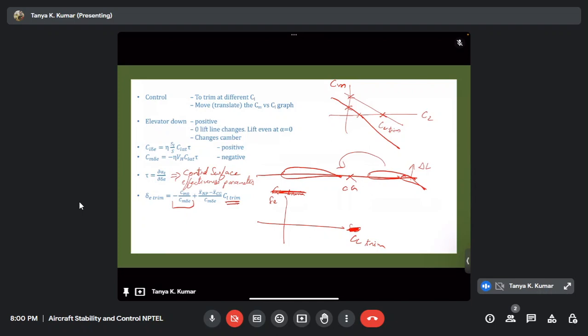This is positive, right? So Cm naught is positive, Cm delta E is negative, and you have a negative sign. So the entire term is positive. So your intercept is positive. Fine. Now slope. This term, is it positive or negative?